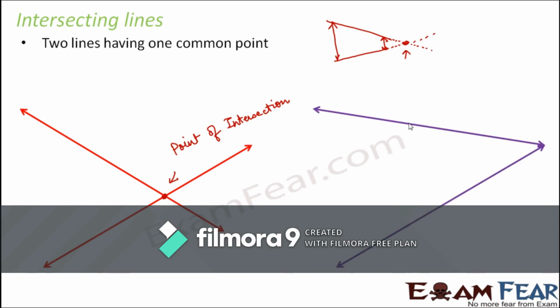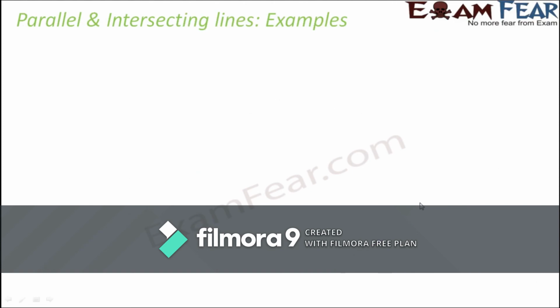So let us look at this example. This is also an example of intersecting lines where the two lines have a common point. So this is the point of intersection, and these two are the intersecting lines. Let us look at some interesting examples of parallel and intersecting lines.